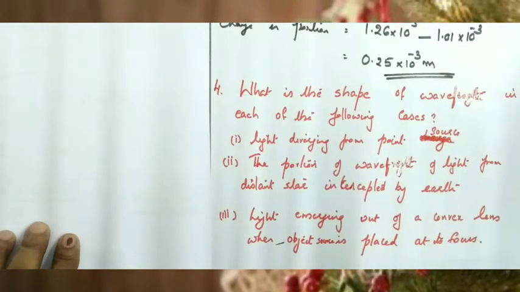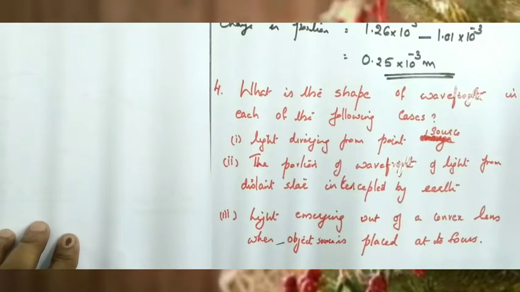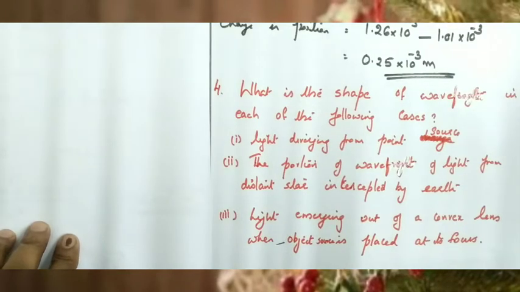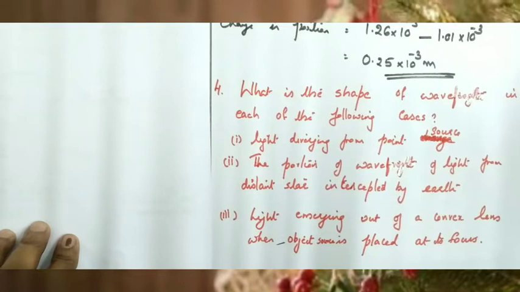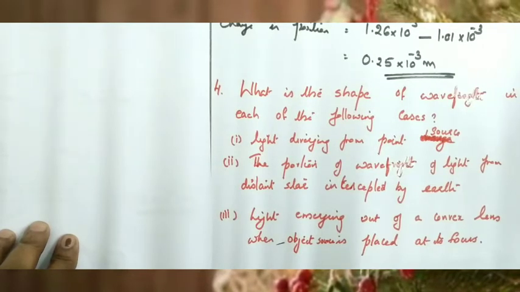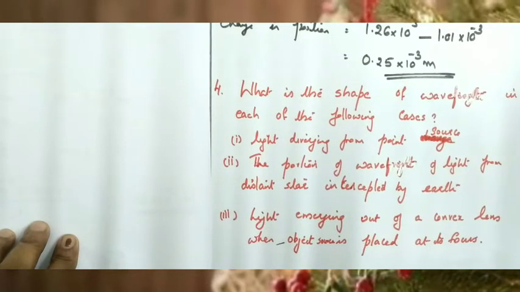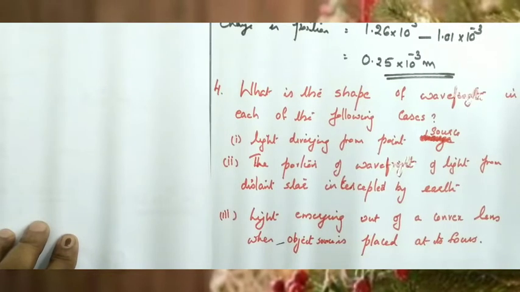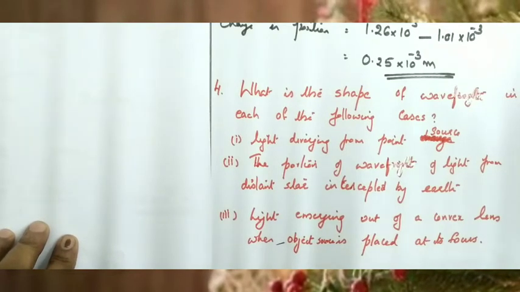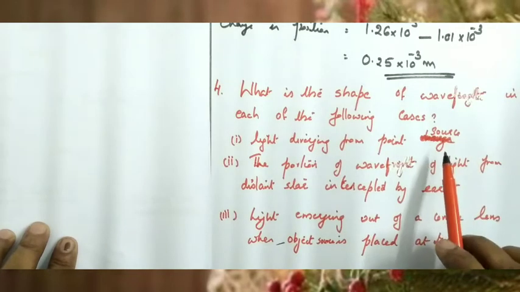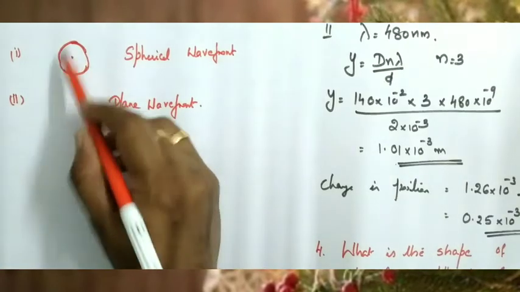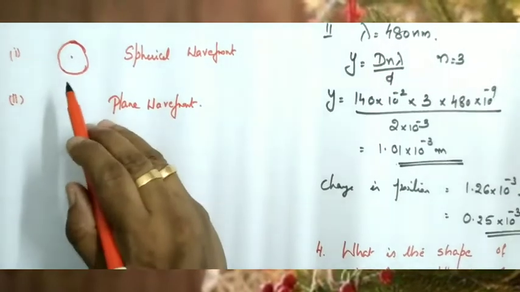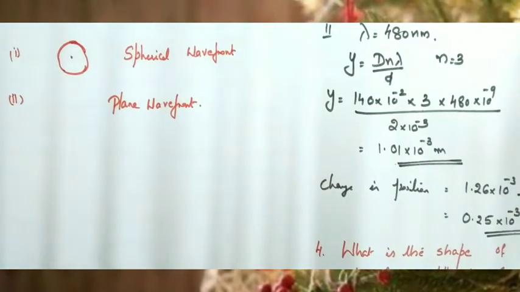What is the shape of wavefront in each of the following cases? Number 1, light diverging from a point light source. Number 2, portion of wavefront of light from a distant star intercepted by Earth. Number 3, light emerging out of a convex lens when the object light source is placed at its focus. First one, light diverging from a point source. We know that around the point source wavefronts are always spherical. So the first one is a spherical wavefront. No need to draw the figure, you just have to write the answer.